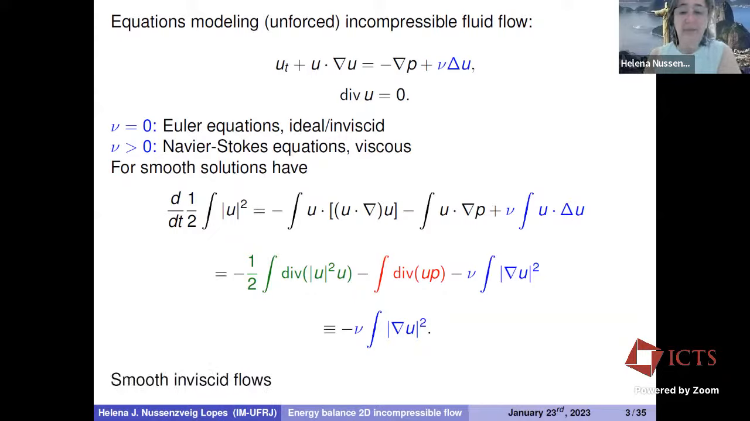So if you have smooth inviscid flows, in other words, nu equals 0, energy is conserved.